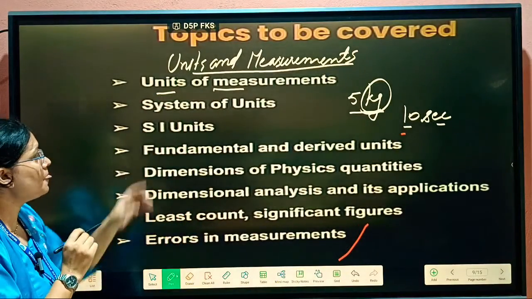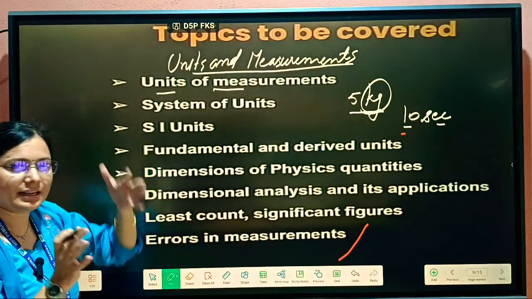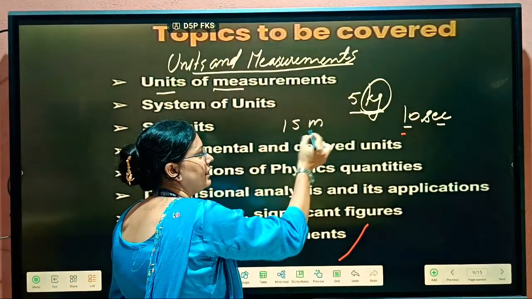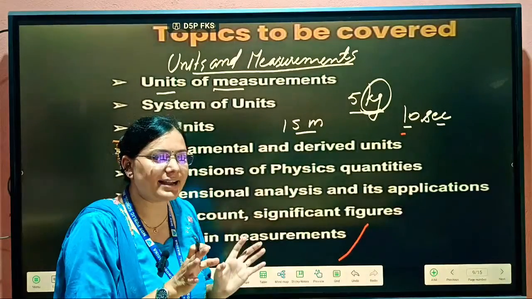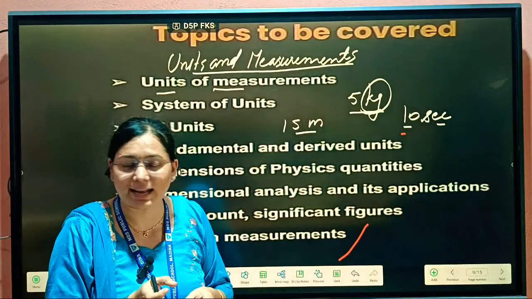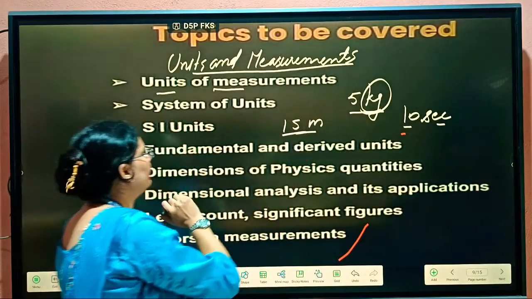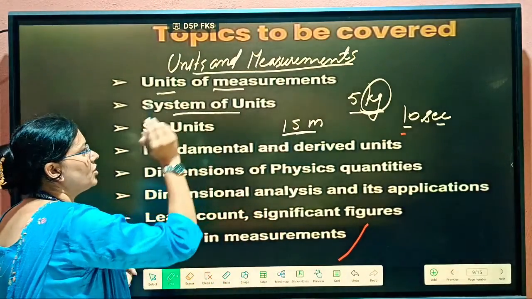For example, then another you can say, beta, if I'm writing here 15, and at last of this one I'm writing here m, means easily you can explain about this one. We are talking about any length of any object, that is a distance. So here we will have 15 meter. So next your system of the unit.